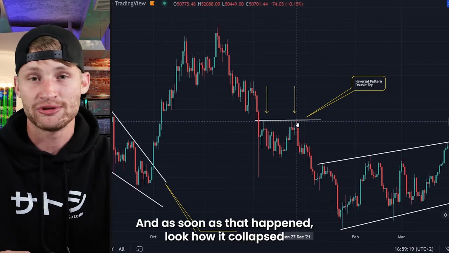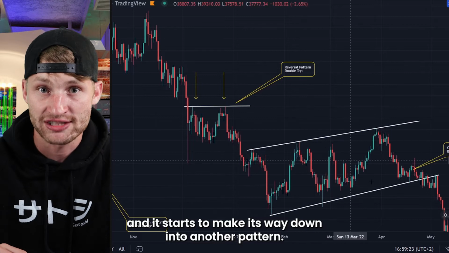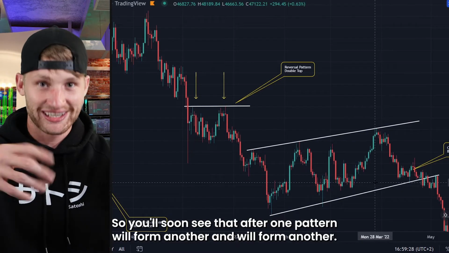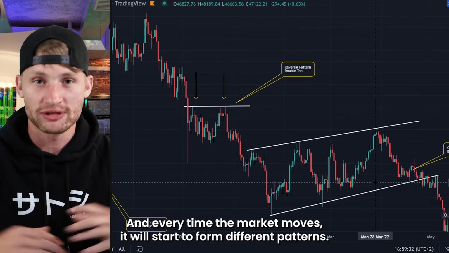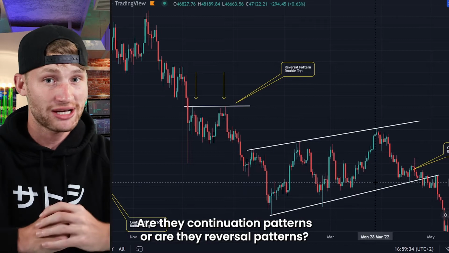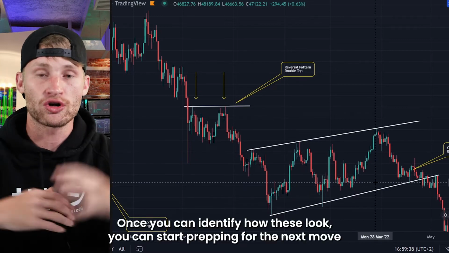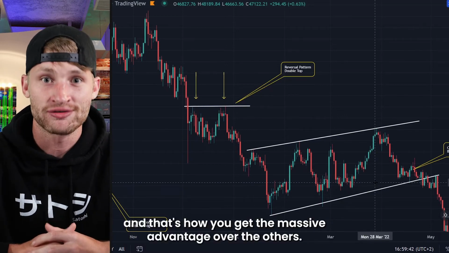And as soon as that happened, look how it collapsed and made its way down into another pattern. So you will soon see that after one pattern, we'll form another and another. Every time the market moves, it will start to form different patterns. Are they continuation patterns or are they reversal patterns? Once you can identify how these look, you can start prepping for the next move. And that's how you get the massive advantage over the others.